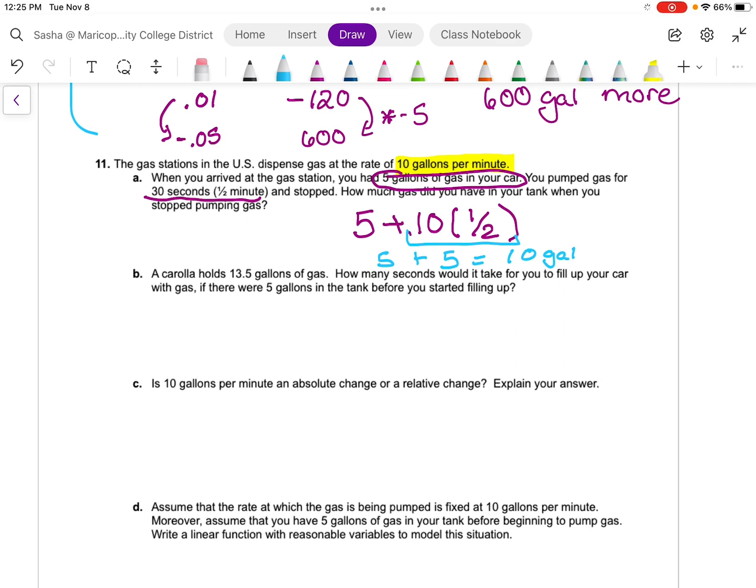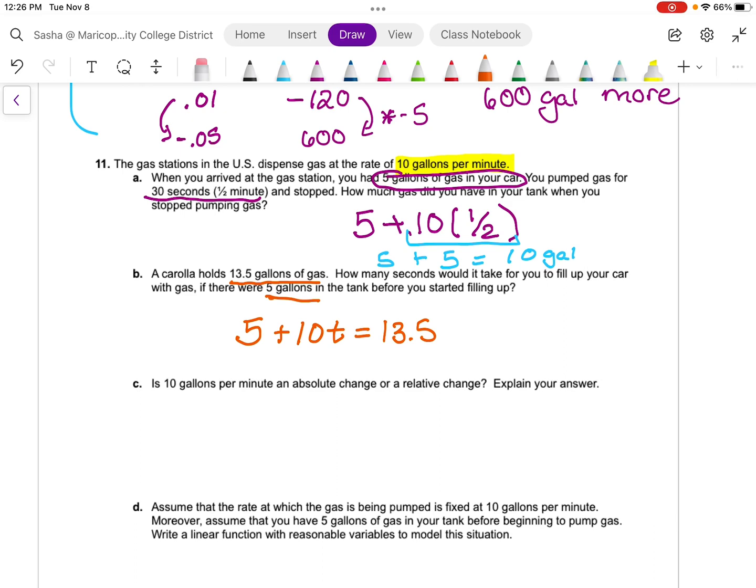Now, part B is asking us to work backwards. It's saying, okay, our car holds 13.5 gallons of gas, and we're starting with those same 5 gallons, and I want to know how long it's going to take to fill up my tank with gas. So I know that I started with 5, and that 10 times the time in minutes will tell me how much gas gets put in total, and I want that to end up being 13.5 gallons.